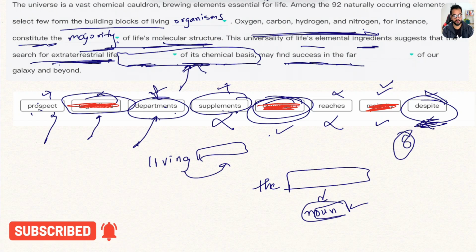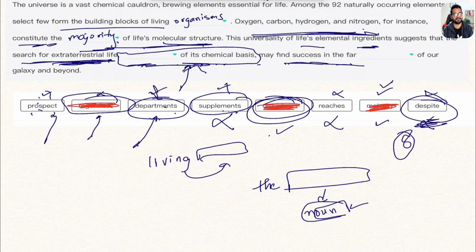May find success. Who? The search for extraterrestrial life may find success in the far dash of our galaxy and beyond. Far something of our galaxy and beyond. So far prospect doesn't make any sense. Far departments, department doesn't sound logical. Far supplements, again, you never say far supplements together. It's not a collocation. Far reaches. Far and reaches, both words are similar in meaning, and that does sound like a collocation. Far reaches and far despite.